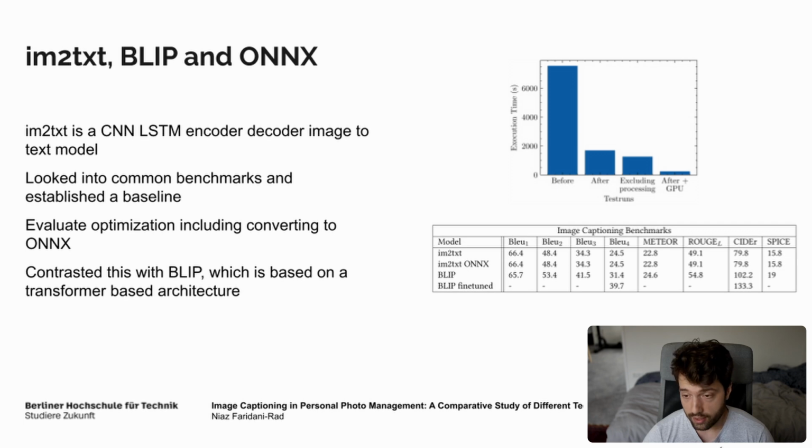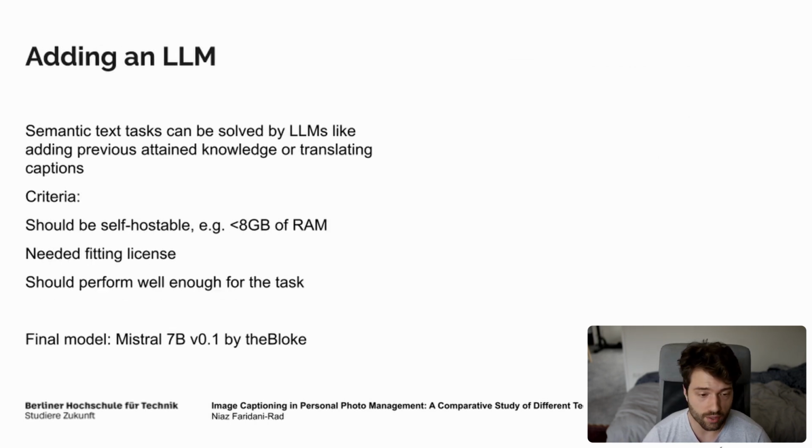Okay, so then I had the idea: how can I add previously attained knowledge to my captions? A large language model would be the solution, because large language models are very good at solving semantic text tasks. And I also looked into whether it could even translate captions, which is also a thing. We have some multi-language support, obviously, if you want a self-hosted system for a lot of users.